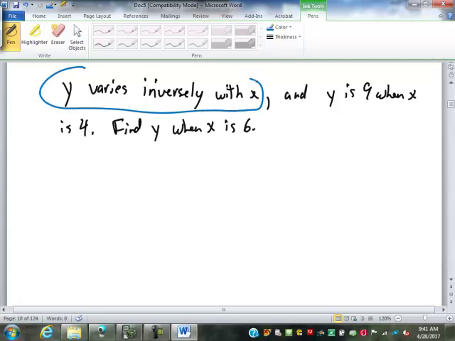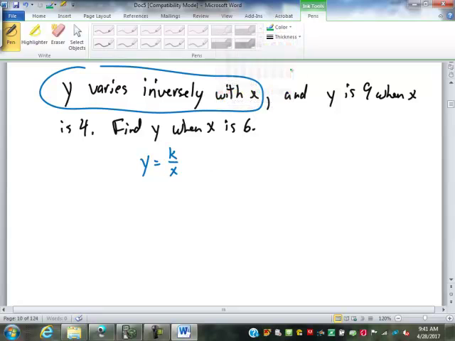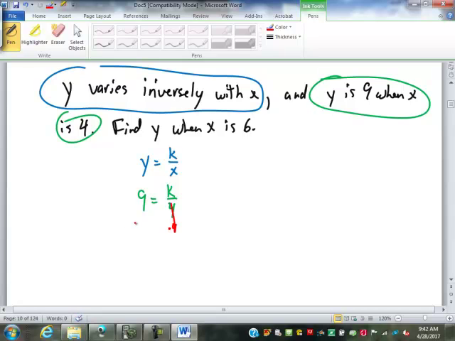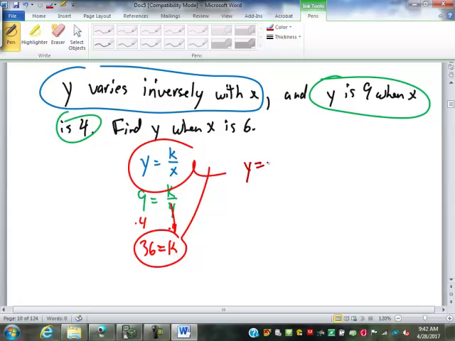So once again, y varies inversely with x. y equals k over x. y is 9 when x is 4, so we put in 9 for y, 4 for x. Solving for k, so multiply by 4. 36 equals k, or k equals 36. So y equals 36 over x is that relationship now.